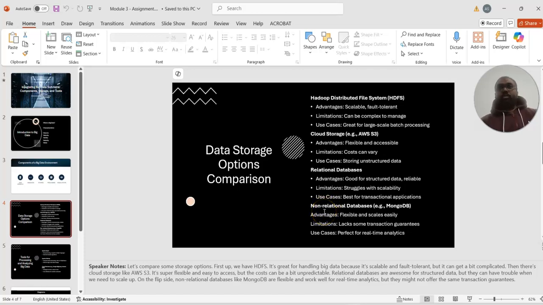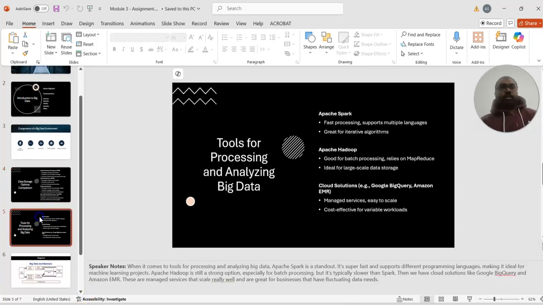Then we have non-relational databases like MongoDB. It's flexible again, but it has a problem with transactions. It doesn't offer the transaction guarantees as done in relational databases. So these are the four data storage options. Then let's move on.